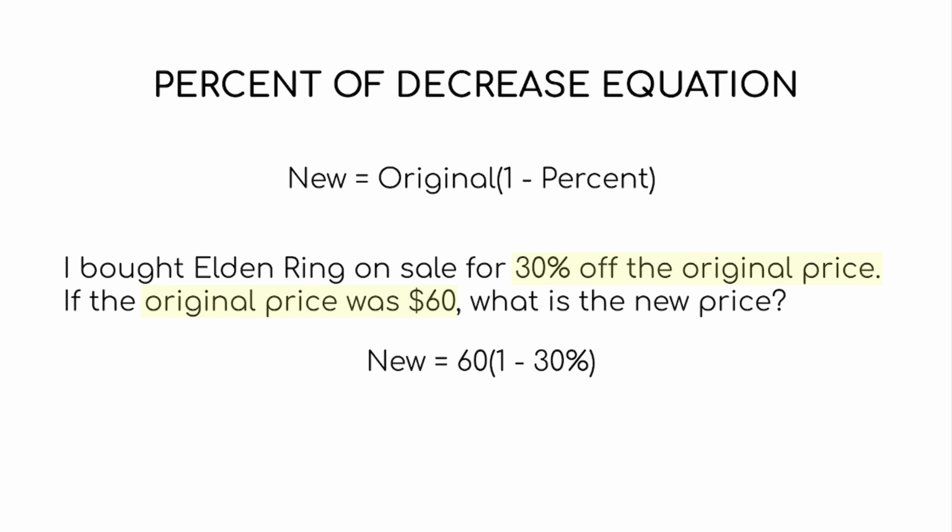If we go ahead and plug that into our equation, new equals original times 1 minus percent, we get that it's going to be new equals 60 times 1 minus 30%. Now if we go ahead and convert that 30% to a decimal, we get it's going to be 0.3. 1 minus 0.3 is 0.7. So we get that new is equal to 60 times 0.7, and 60 times 0.7 is 42. So the new price is $42.